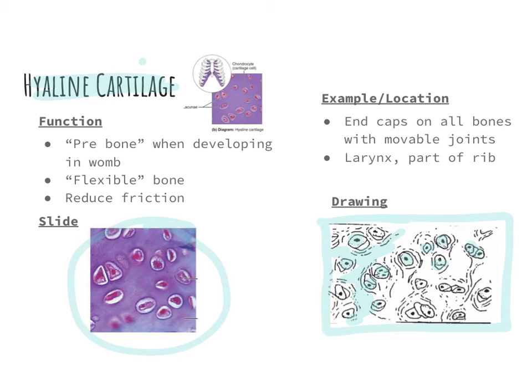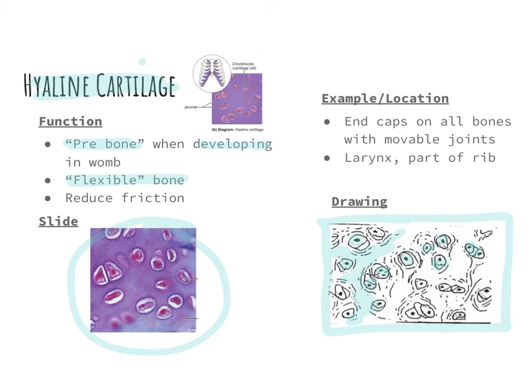So where do we have cartilage? Well, first of all, it functions as kind of like a pre-bone when we're developing as a fetus. So this is what our skeleton initially forms as, hyaline cartilage, and then it's slowly replaced by bone. A lot of times people refer to this as flexible bone. So if you grab just the tip of your nose or your ears and move those around, that is where hyaline cartilage is. So it's firm like bone, but it's a little more flexible.